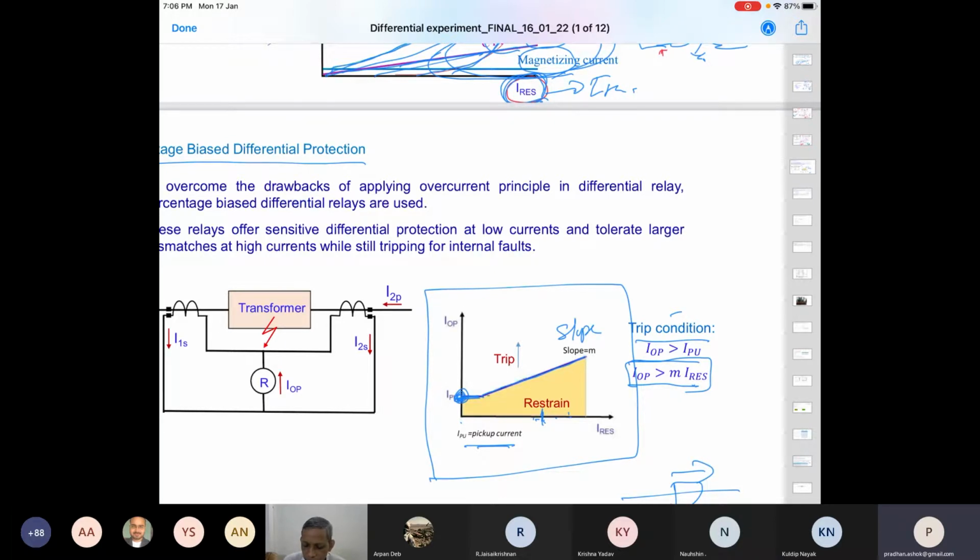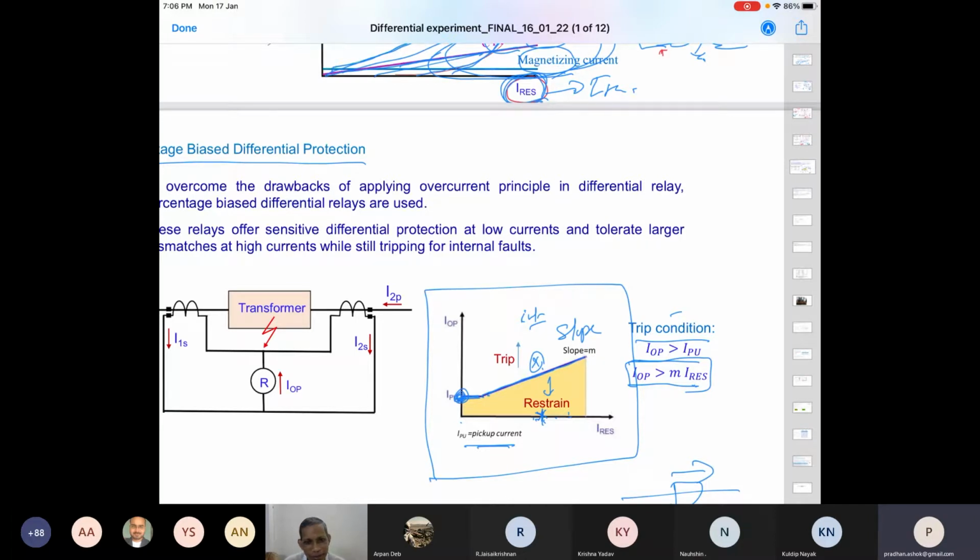So we take a slope here. Any point beyond this curve is an internal fault, and the relay should issue a trip command for that. Below this is not an internal fault, but either a through fault or something else. So it ensures that this is not a fault situation. This is the general philosophy of the percentage biased differential relay.